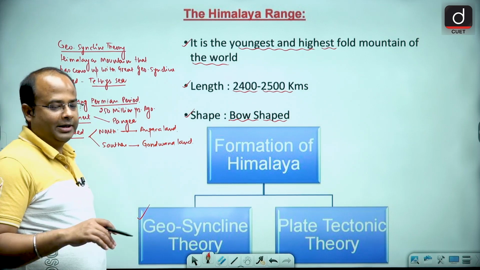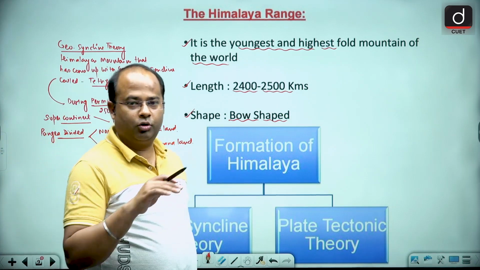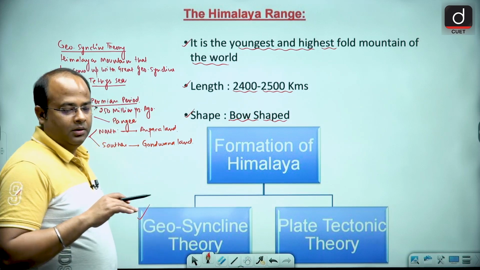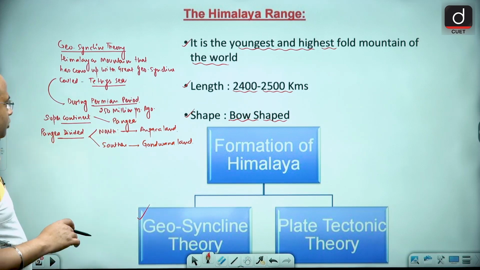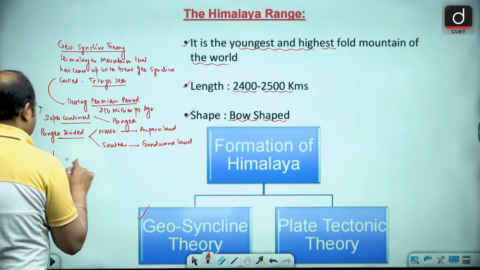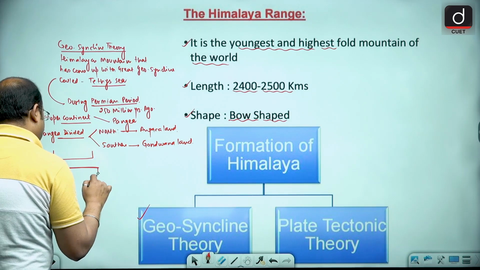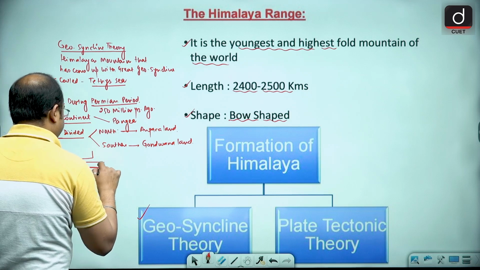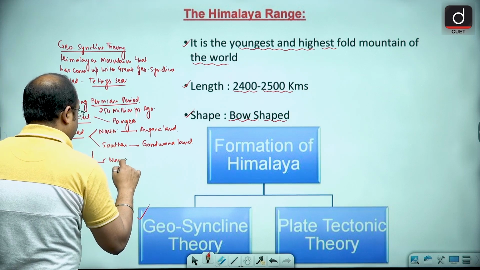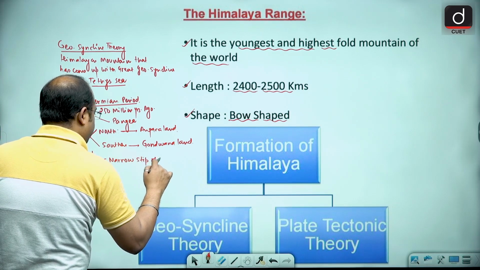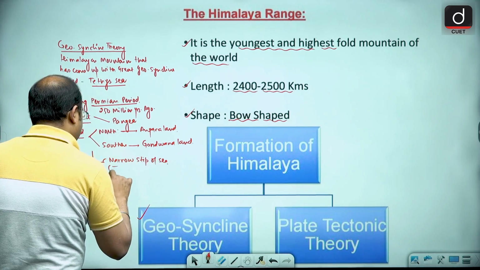And you will find, guys, that between Angara land and Gondwana land there was a narrow strip of sea, and that sea was called Tethys.